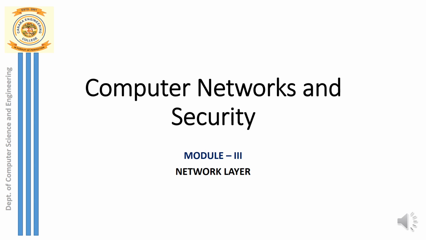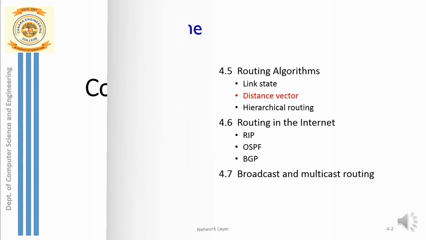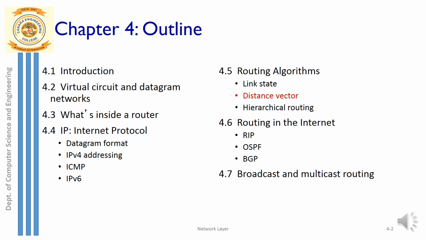Let's continue with the module 3 concepts. Let's continue with the network layer concepts. We'll be dealing with the distance vector algorithms, and then the hierarchical routing concept, and then we'll deal with the routing in internet, that is the three protocols we will discuss in detail. One is RIP, then OSPF, and then BGP. And then finally we'll conclude with the broadcasting and multicast routing techniques.